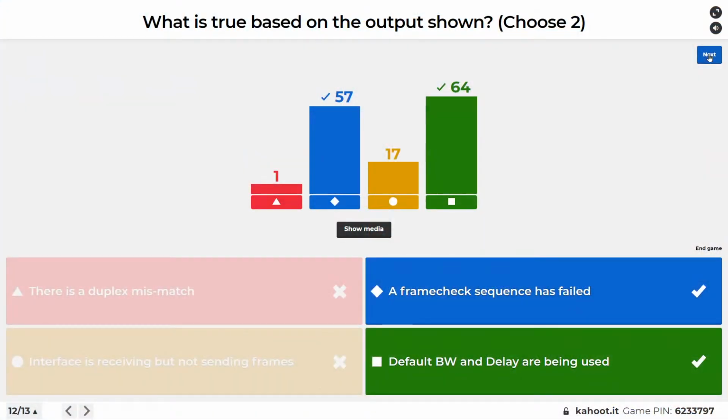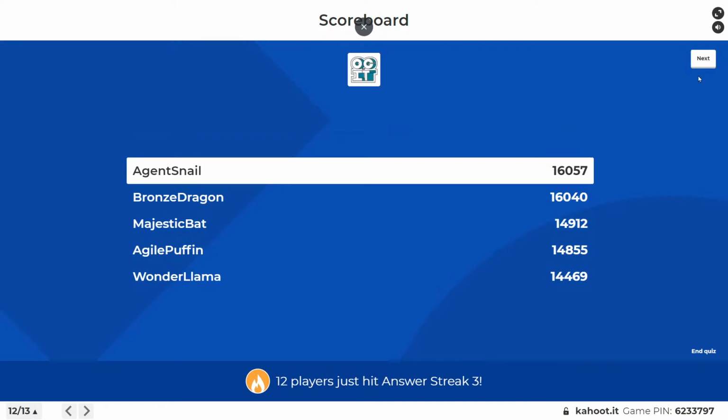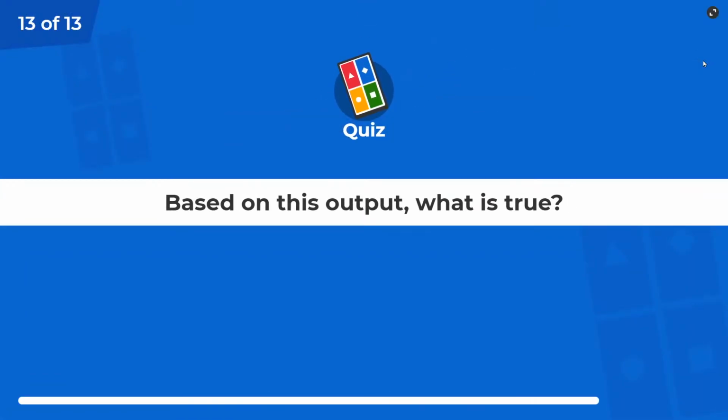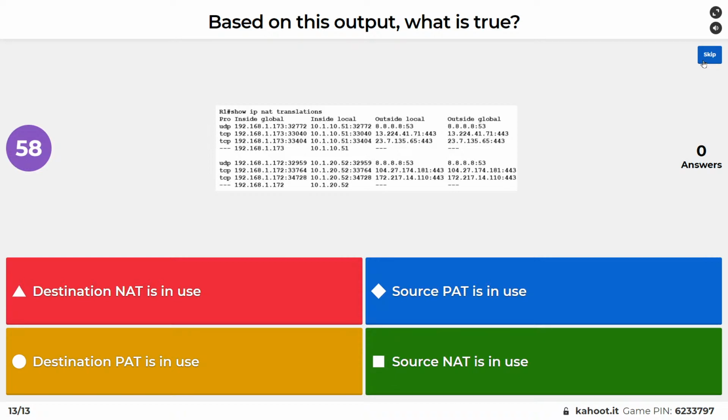All right, without further ado, here is our final question. And it is this. Based on this output, for the last time in this quiz, what is true regarding address translation?